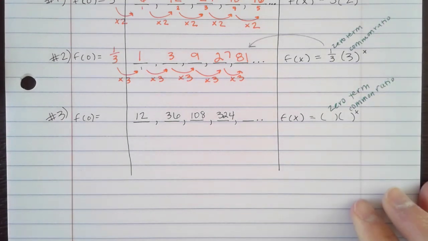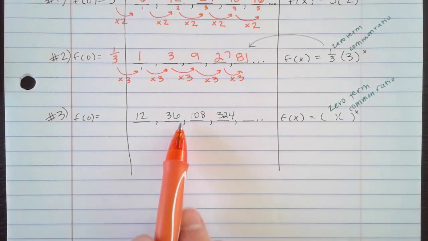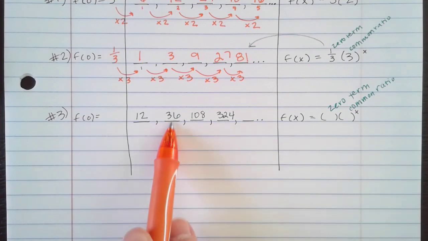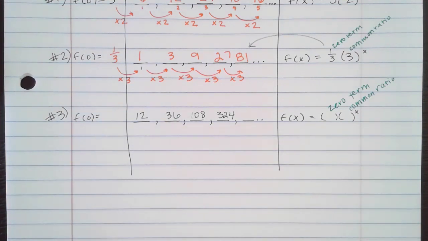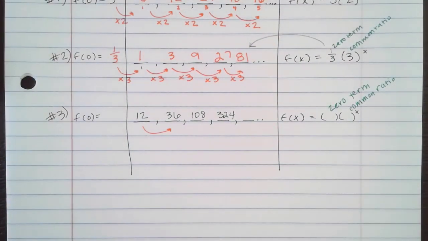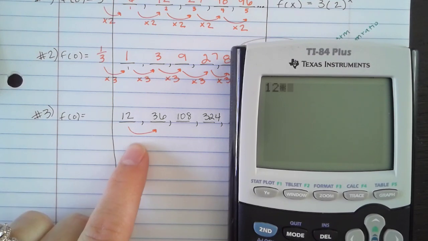I need to know what the common ratio is, what I'm multiplying by. So let's just take a peek. How did I get from 12 to 36? What did I multiply by to get from 36 to 108? And hopefully it's the same thing. And in this case, it happens to be 3. Although I've got to reach over and grab my calculator here. So I do want to show you a foolproof way. Okay, so I could do, what's 12 times 2?